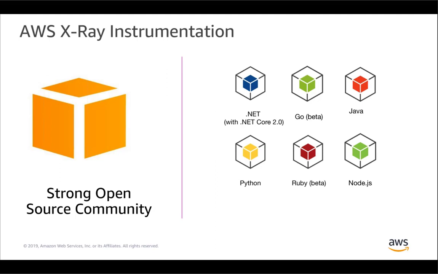In terms of the instrumentation, we have a strong open source community. We support 6 different language SDKs today. Those are .NET with .NET Core, Go, Java, Python, Ruby, and Node.js. We also support AWS App Mesh, and we're working on upstreaming support into Envoy, the proxy that is the data plane for App Mesh, if you're interested in that as well.